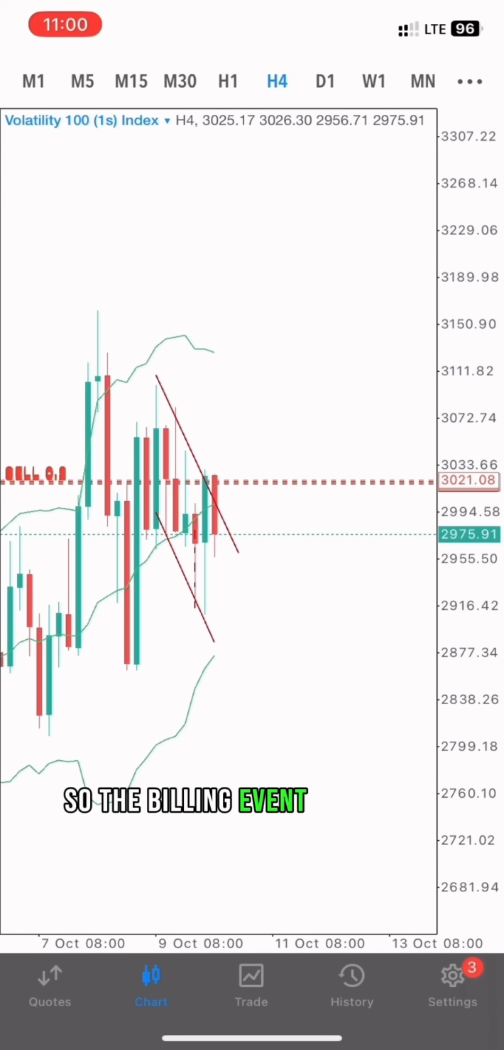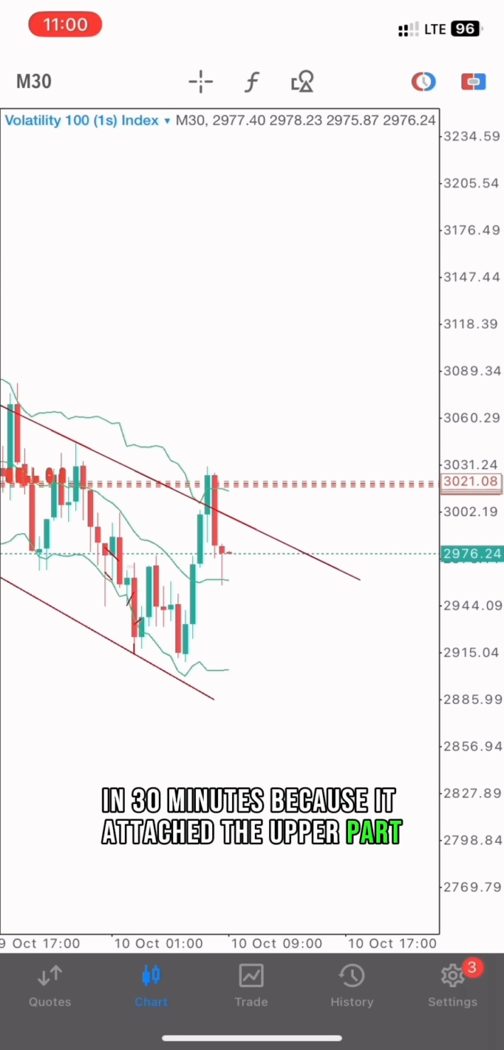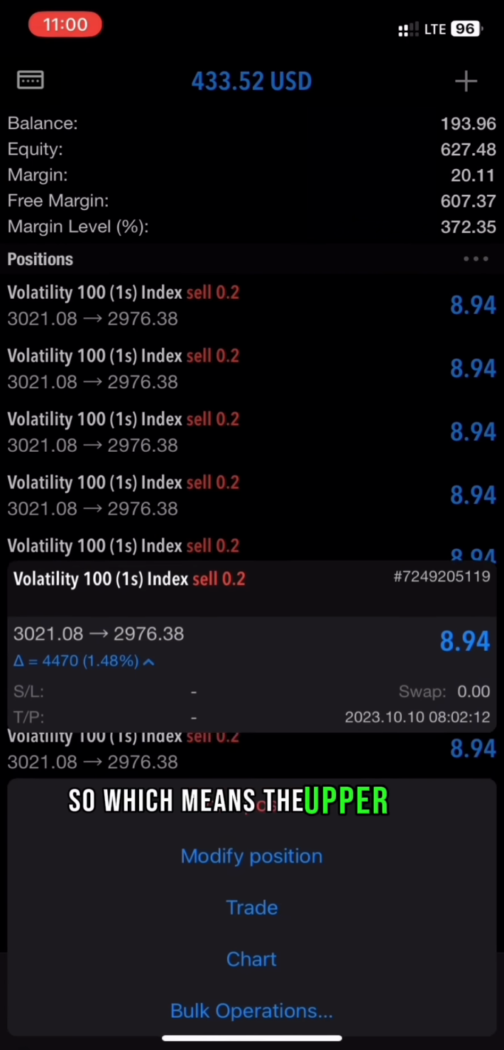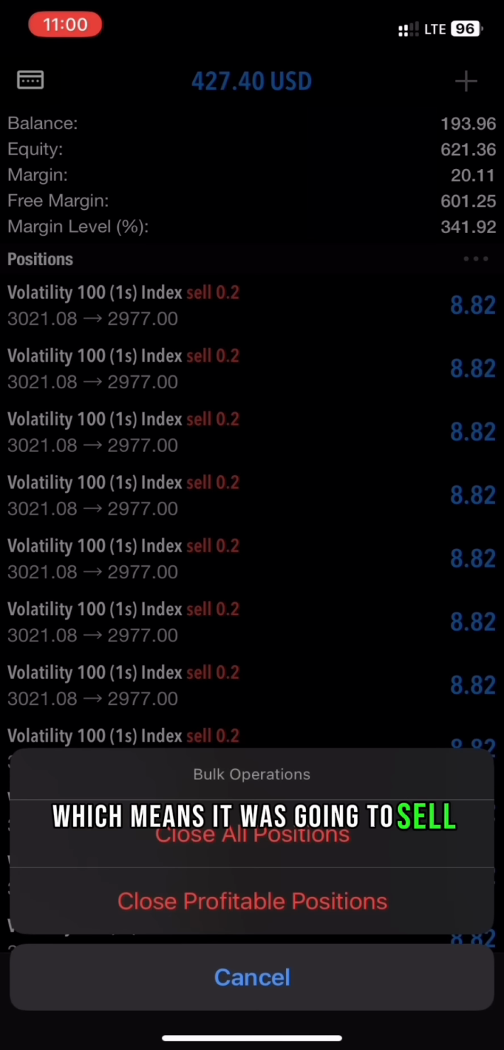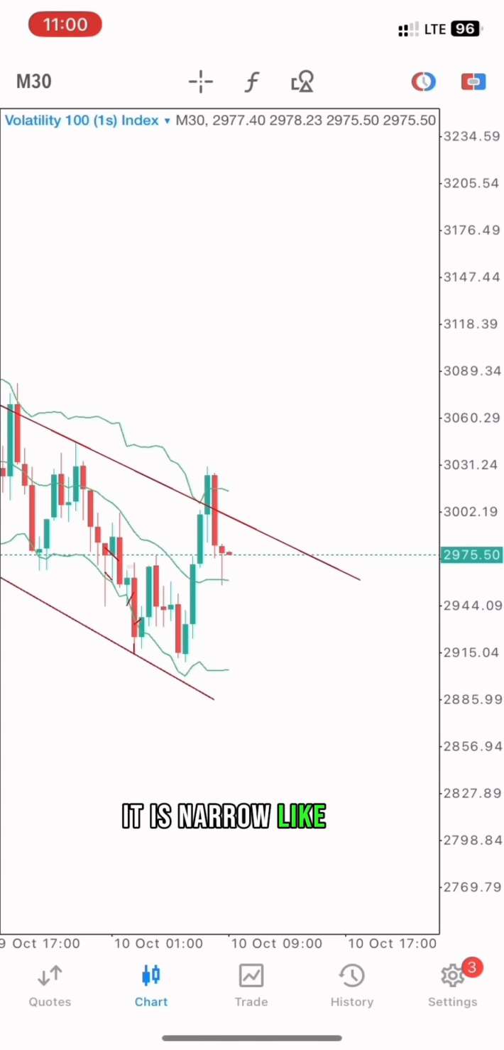So the Bollinger Band is the one that helped me in the 30 minutes because it had touched the upper part, which means the upper top Bollinger Bands, which means it was going to sell. You don't listen to the higher time frame, you listen to the lower time frame in a scenario like this.